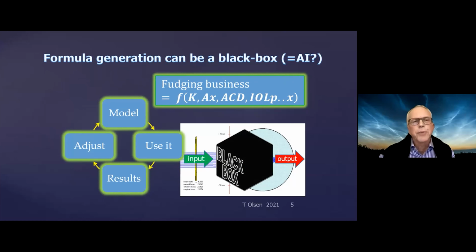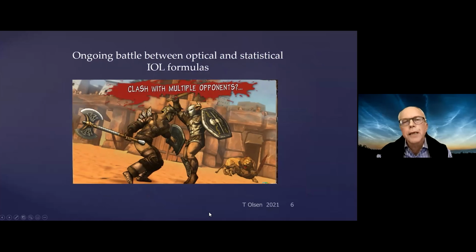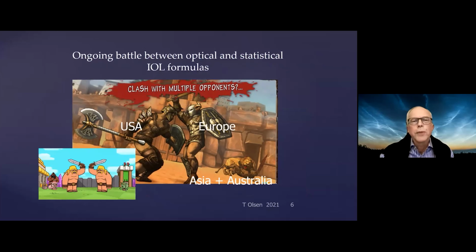You need to find the ELP, and many thin lens formulas do it by back calculating the ELP as a function of a lot of predictors. But if you go to more sophisticated statistical methods, you can find the same procedure in artificial intelligence as well. So the battle goes on. There's an optical and there's a statistical approach. We also have the geography. I don't think that we beat each other, but it's nice to have some competition.